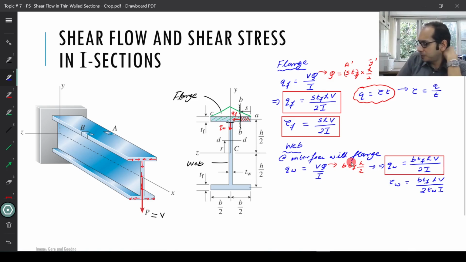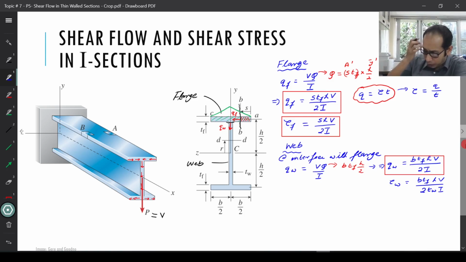Okay, so this was at the interface. Now, as I was saying, if you come to the centroid over here, I'm going to write the value of Q and the value of tau. I have it derived here already. So at the middle of the web, the value of tau W comes out as something like this. You can derive this easily. That is at C, at this particular point.